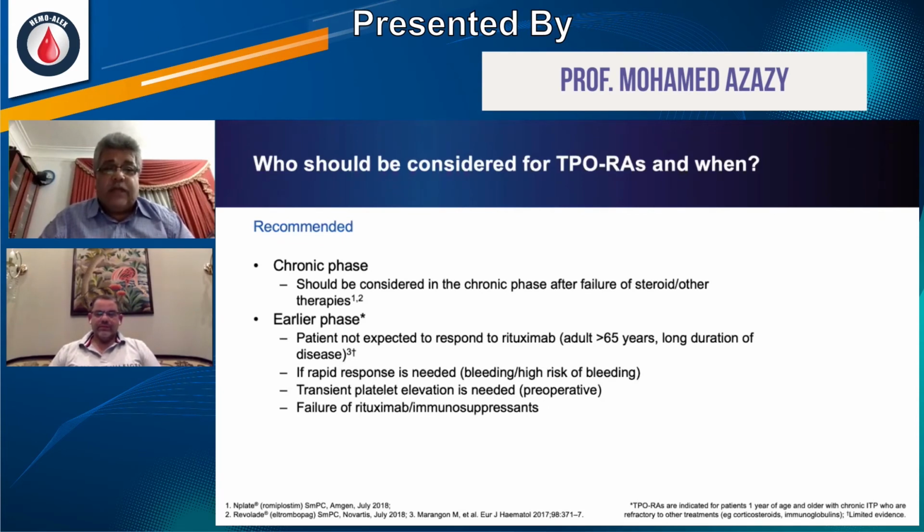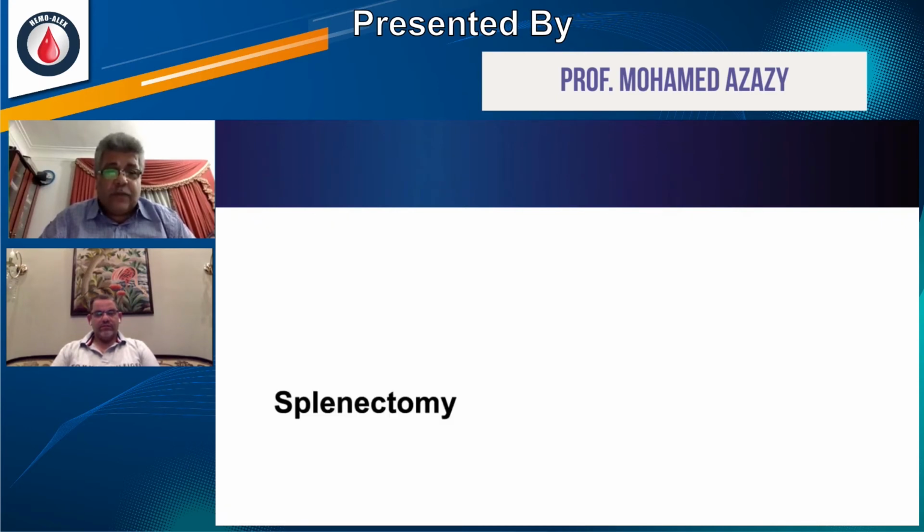The recommendation for the chronic phase is that it should be considered after failure of steroid, with or without steroid. Early phase, patients not expected to respond to rituximab. If rapid response is needed, transient platelet elevation is needed, or failure of rituximab. Remember that the anti-D therapy will fail for those patients who are splenectomized. So there is no need to use anti-D in patients who underwent splenectomy.